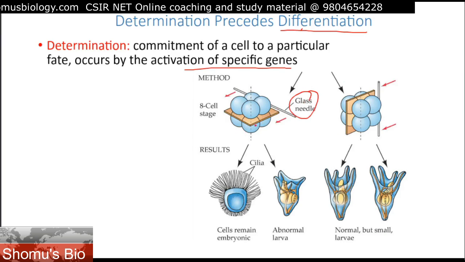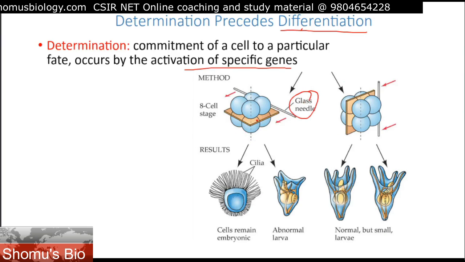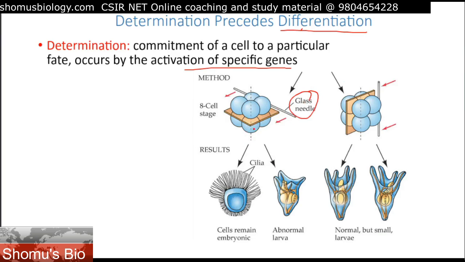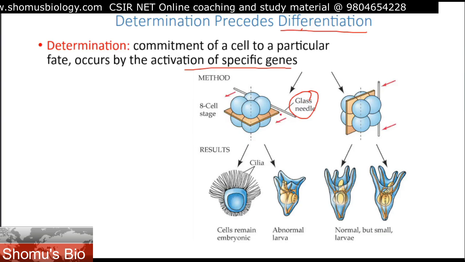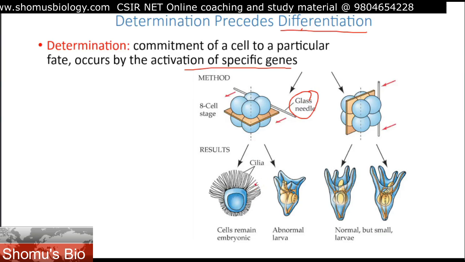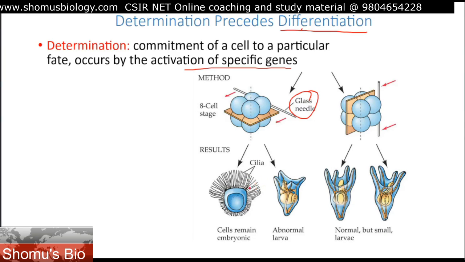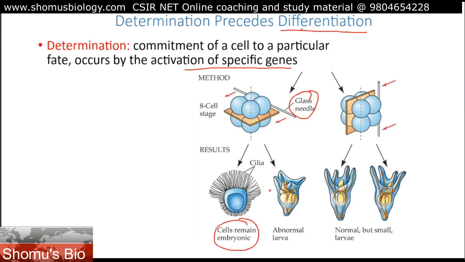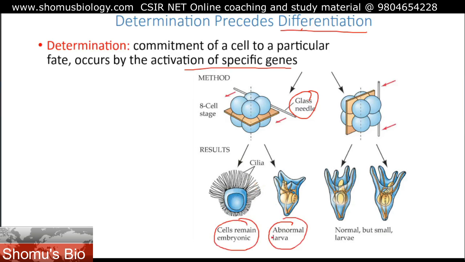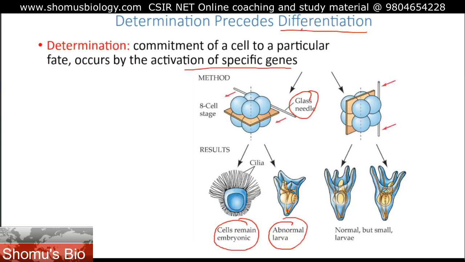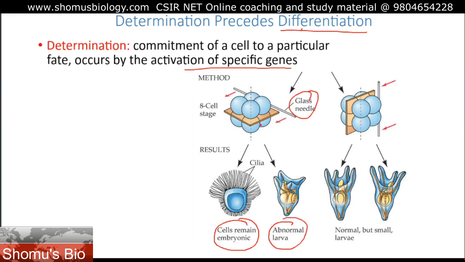So if you separate the cells horizontally, what we can see here is that we separate them 4 cells apart in each side. Now each of these 4 cells, one part of the cell remains embryonic, the other part of the cell produces abnormal larva. So neither of them produces an adult larva at the end. So both of them fail to do so.